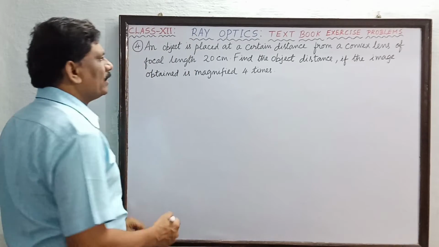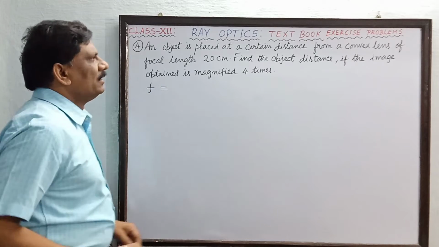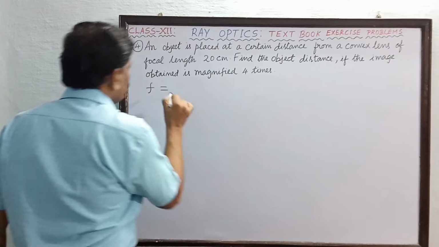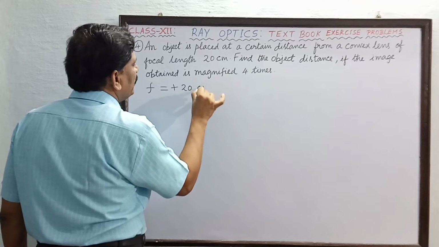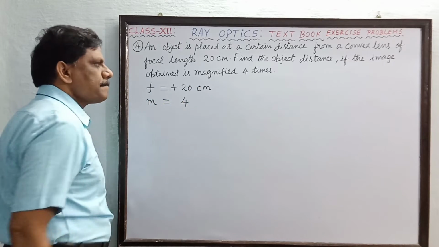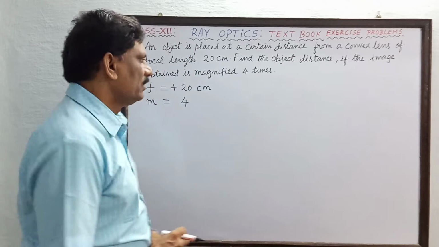So what are the given quantities I am going to write? The focal length of a convex lens is positive. So f is positive. So this is plus 20 centimeter. And the magnification is 4. So from this we have to find the object distance.